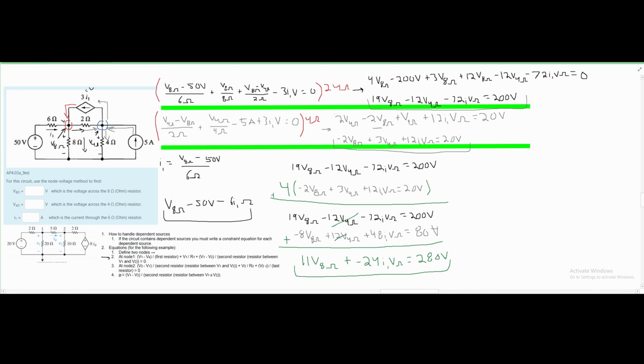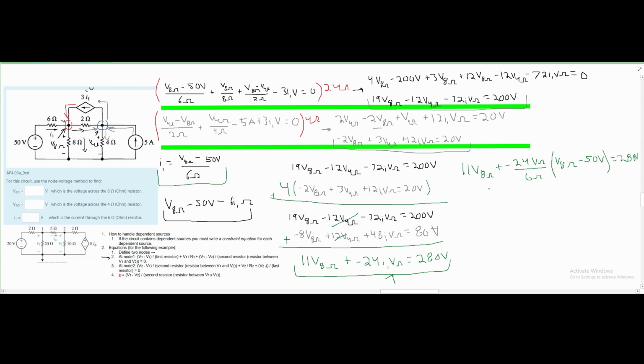And now I'm just going to plug in our I1 for our I1 that's in this part right here. If I do this, I'm going to get an 11 V8 ohms plus our negative 24, and we will move the volts times ohms out front. And then I'm also going to move the 6 ohms out front from our equation that we're putting in. And then in parentheses, we have a V8 ohms minus 50 volts. And this is going to be set equal to 280 volts.